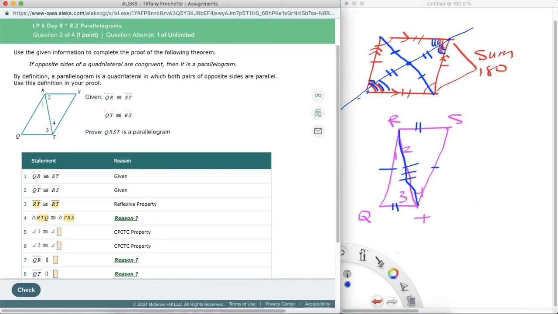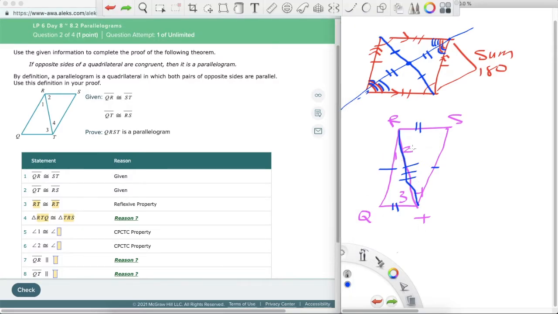Even though the R's are in different positions here, they don't represent the same thing. The R, when I'm talking about RTQ, represents this side, the 1. And when I say TRS, it represents the 2 here. So it doesn't represent the exact same thing. So T and R represent the same angle. 1 and 4 are those alternate interior angles that we're going to prove. Okay, so just be careful how you type that because that will matter.